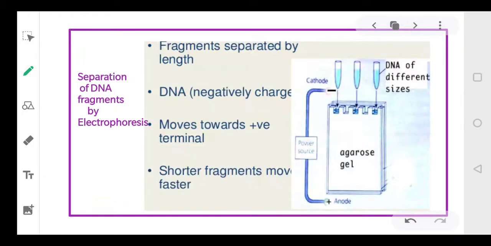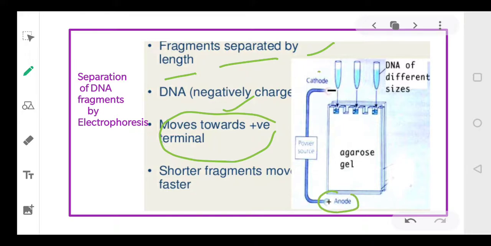The third step is that these fragments will be separated by length. The restriction enzyme has made small fragments of the DNA, right? These small fragments will be separated by their different lengths. We know the DNA is negatively charged, isn't it? So, it will move towards a positive terminal. We will connect it with this device. This is the positive part of the battery and this is the negative part. Since DNA is negative, it will move towards the positive end. And the shorter fragments will move faster.